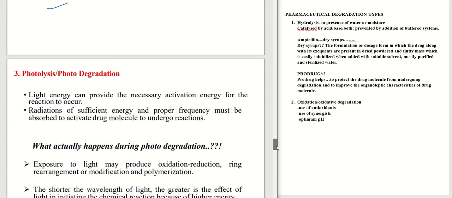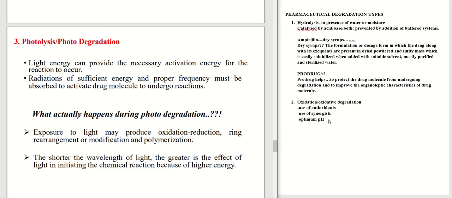And the third way by which our drug undergoes degradation is photolysis, also known as photodegradation. This is interesting. Why? Because when a drug or chemical compound is exposed to light, sunlight of particular frequency, it undergoes degradation. Let us see how.